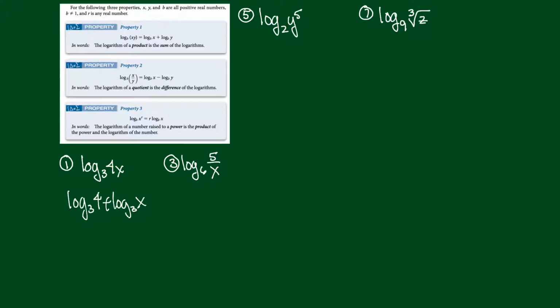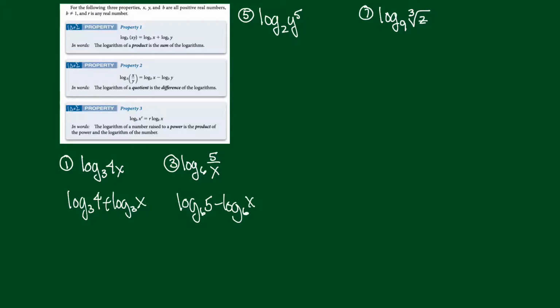Problem 3, look what we have. The log of a quotient. Now the quotient, that's property number 2. And that says the log of a quotient equals the difference of the two logs, and the positive goes on top, the minus goes on bottom. So it's the log of the top minus the log of the bottom. So let's rewrite this one. How about log base 6 of the top, 5, minus log base 6 of the bottom, x.